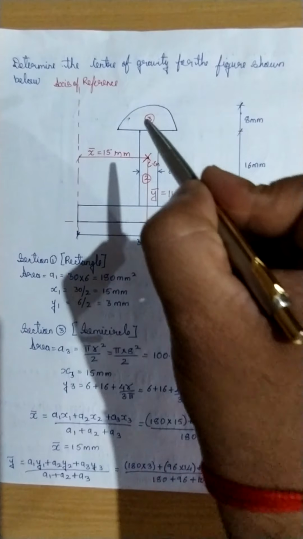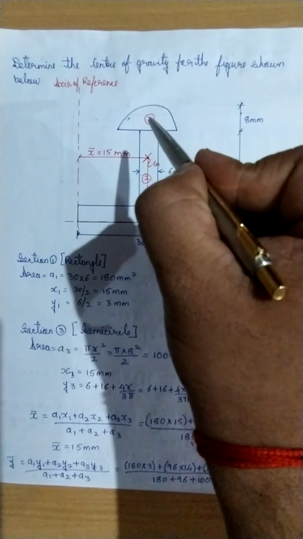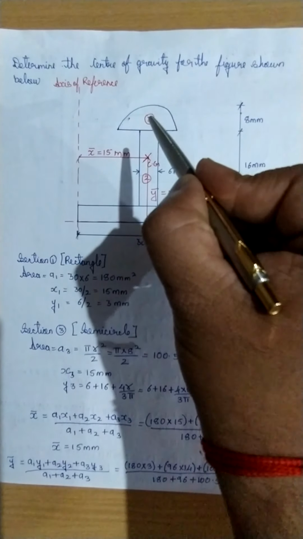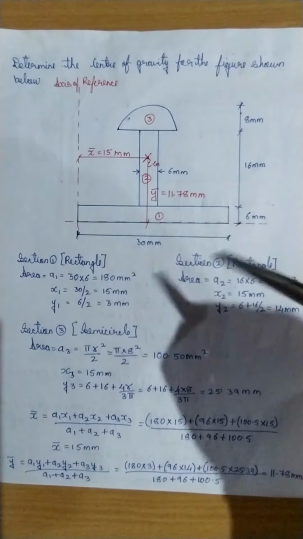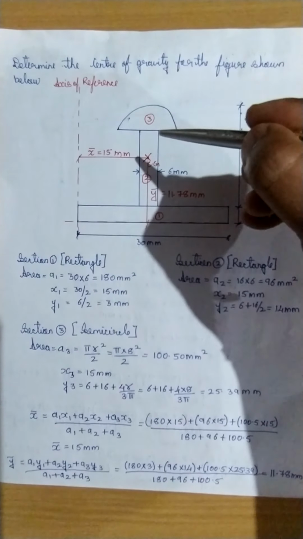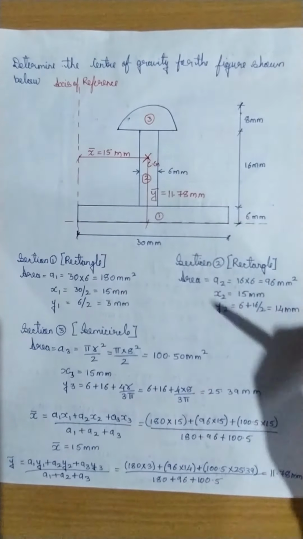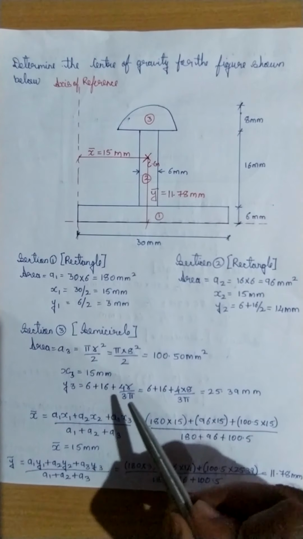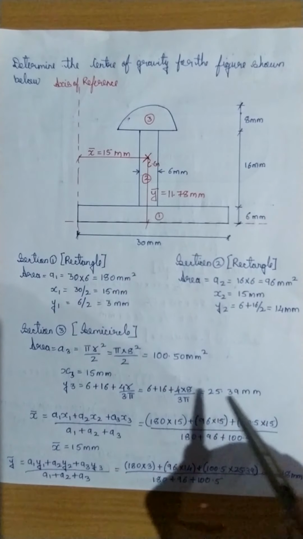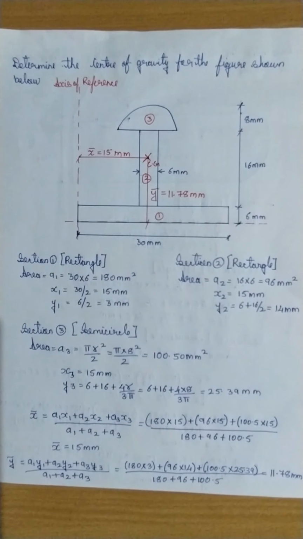Y3 is somewhere here, which is given by 4r by 3 pi, the distance from this point to the CG of the semicircle. But we have to measure it from below. So it will be 6 plus 16, we reach here, plus 4r by 3 pi, where r is 8 mm. Substituting it, we get 25.39 mm.